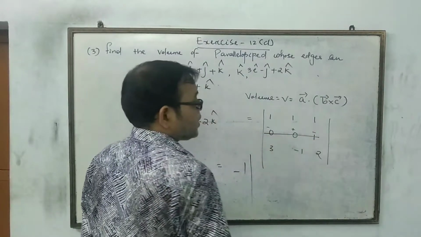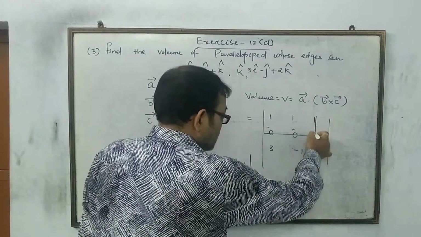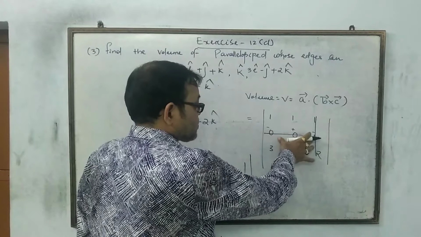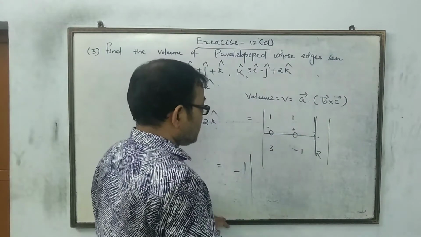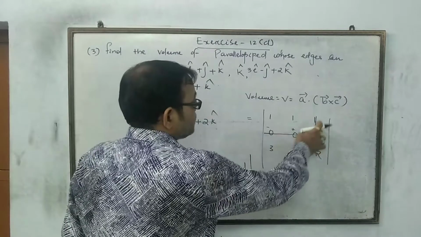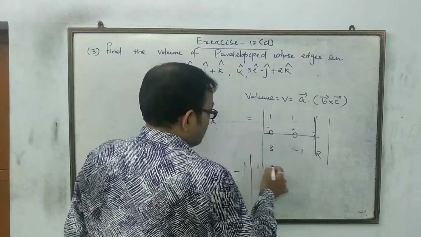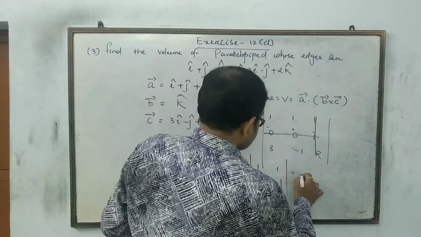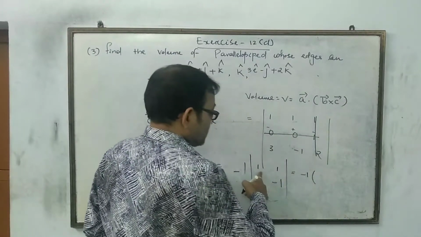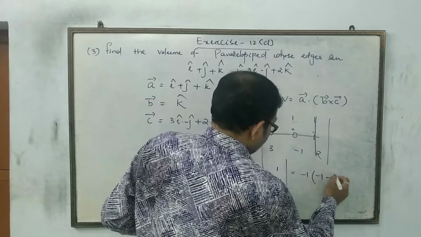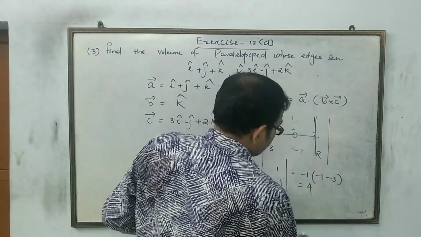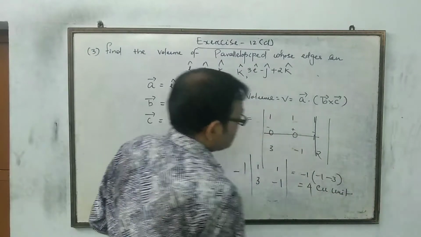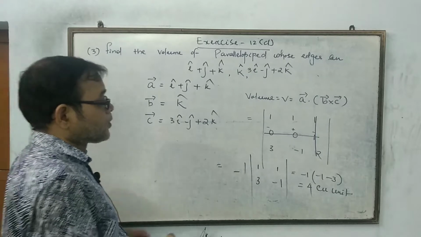We have to eliminate the row and column of that element. So minus 1 into the determinant 1, 3, minus 1. You find its value. It is minus 1 into, minus 1 minus 3. The answer is 4 cubic units. The volume of the parallelepiped is 4 cubic units.